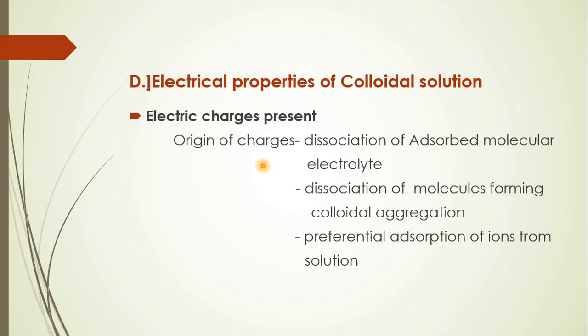There are several views regarding the origin of charges on the colloidal particles. According to some, it is due to dissociation of adsorbed molecular electrolytes. Now, what do you understand by this? The colloidal particles have a strong tendency to adsorb reactants or product molecules. The molecules thus adsorbed on the surface of the colloidal particle may undergo dissociation or ionization and may thus give the charges.